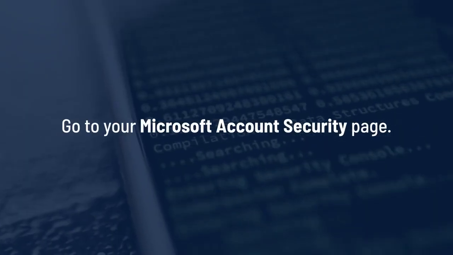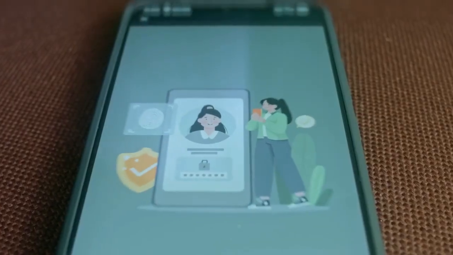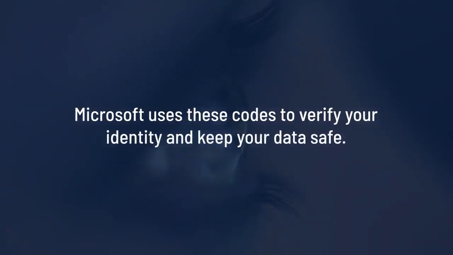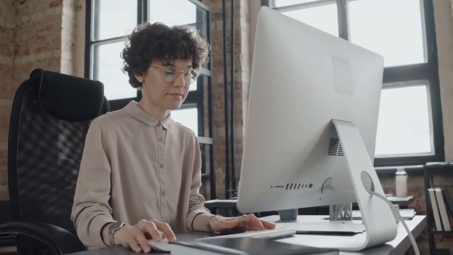If you are already logged in on your phone and need a code for security, go to your Microsoft account's security page. Look for the two-step verification or authenticator app section. Microsoft uses these codes to verify your identity and keep your data safe. Ensure your software is updated to the latest version to see these options clearly.